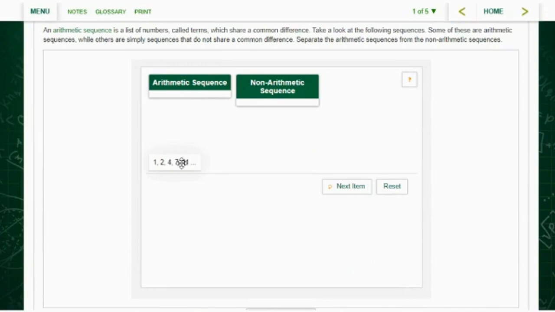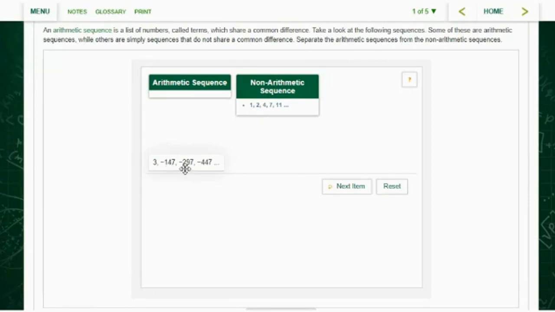We'll just look at one or two of these, and then I'm going to switch over. 1, 2, 4, 7, 11. Is that arithmetic? Is it adding or subtracting? No, you are correct. Because it added 1, then it added 2, then it added 3, then it adds 4. That is not an arithmetic sequence. So we drag it up there. That's correct.